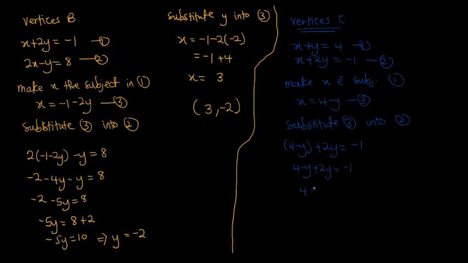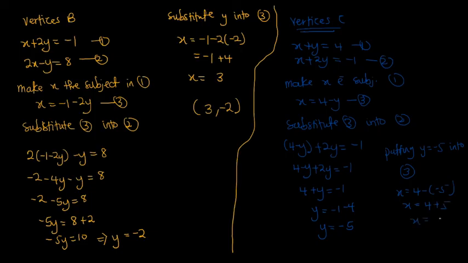So this gives me 4 plus y equals minus 1. I send the positive 4 to the other side, becomes minus 4. Then y is equal to minus 5 over here. Now, substituting y equals minus 5 into equation 3, I get x to be equal to 4 minus into bracket minus 5, and then x will be equal to 4. Negative becomes positive, then 5. So x is equal to 9.